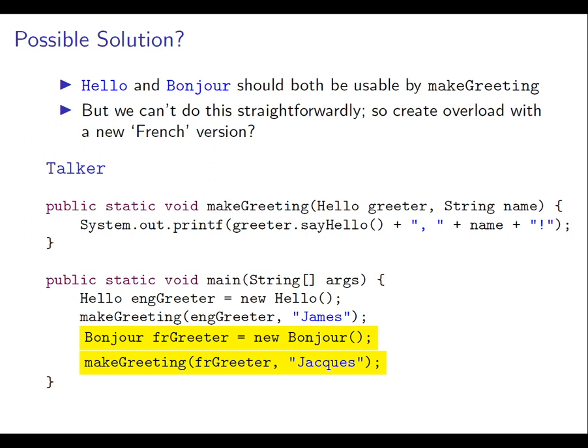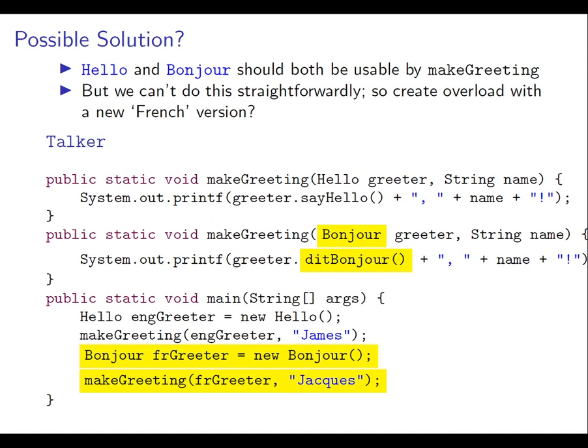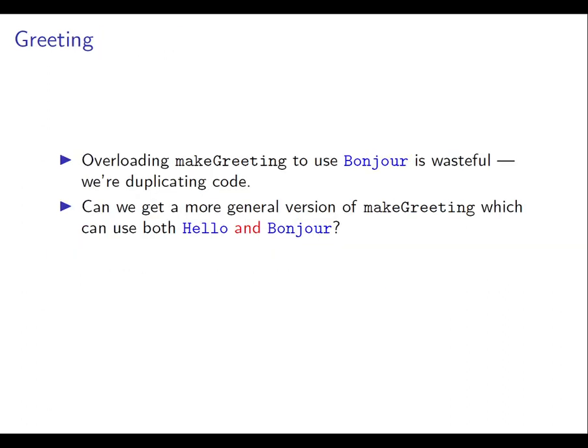So we might think about whether we can do this just by duplicating code. We can have a go at that, but it won't work, will it? Because the Bonjour greeter doesn't understand the sayHello message. So we would have to overload the makeGreeting method as well. So now we're really duplicating code like crazy. We've got 2 versions of makeGreeting, one of which understands a Hello object and the other of which understands a Bonjour object. And that just seems a bit silly, doesn't it?